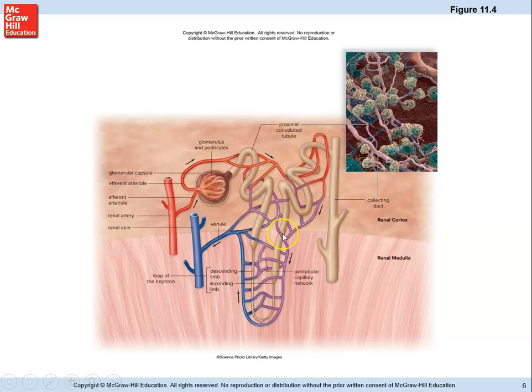You might occasionally see this listed as the loop of Henle. It's the same thing, the nephron loop here. And then towards the end we have the distal convoluted tubule, and distal simply means farther away from. And then the distal convoluted tubule will end in the collecting duct. So we've got a couple of different points here at which the urine is being processed.